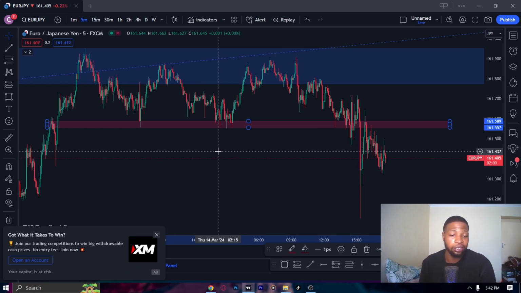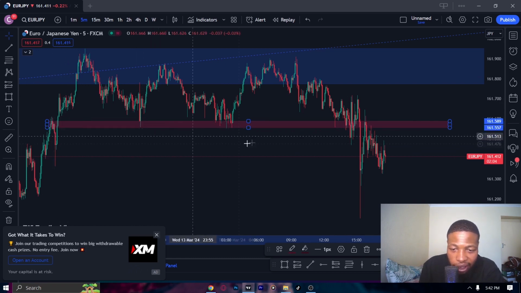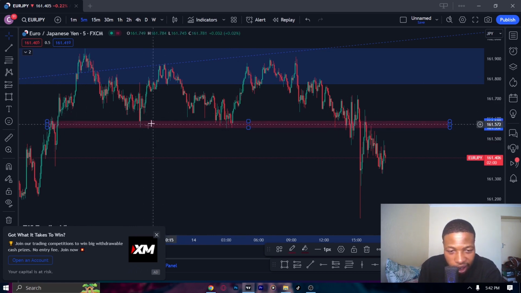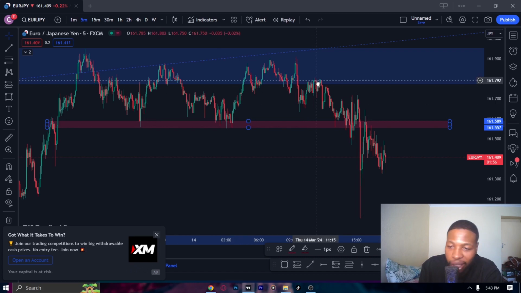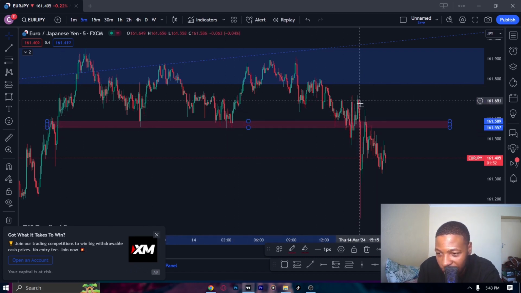And we found our entry point. Price was respecting this level for about an hour. What we were waiting for is a break. Price to break this level. Price did break this level around here.